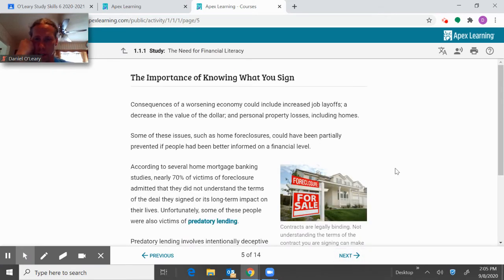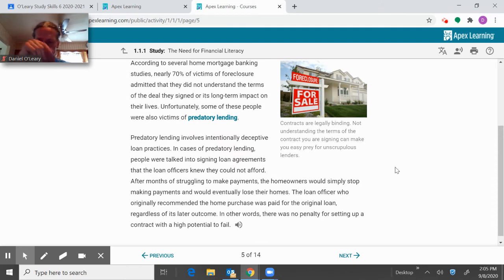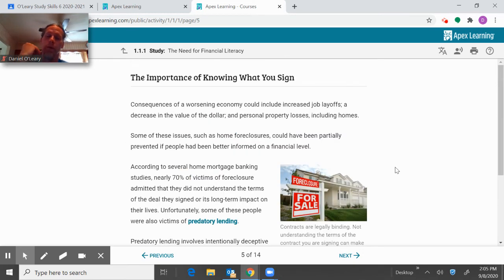Importance of knowing what you sign. So this is kind of about signing things. Hey, I want to buy a house. I want to buy a car. Those different things. What are you getting into when you sign on those papers?